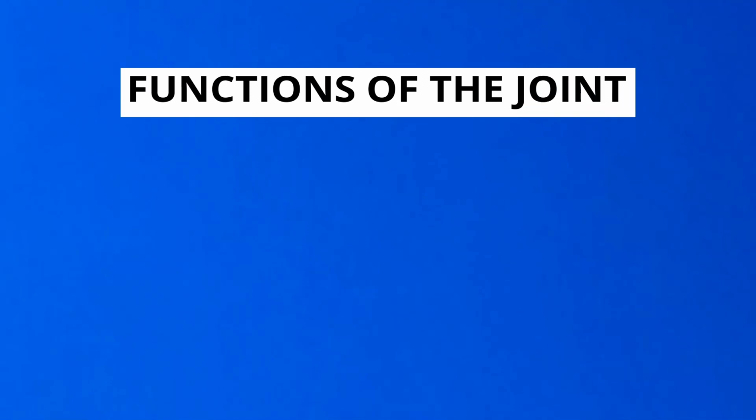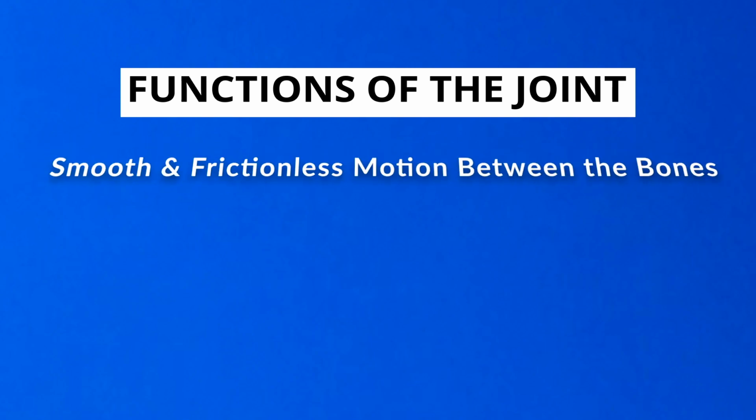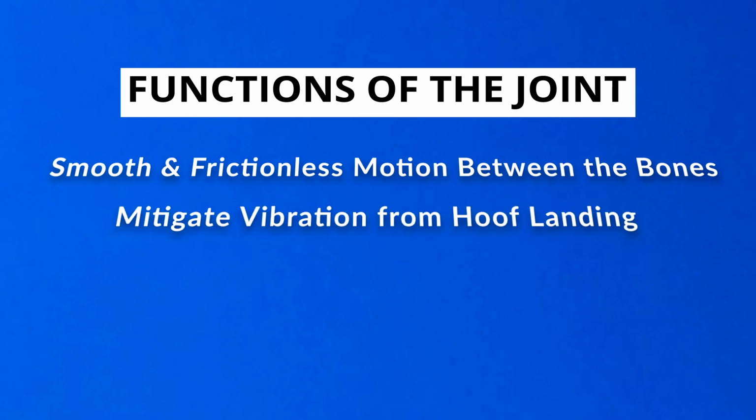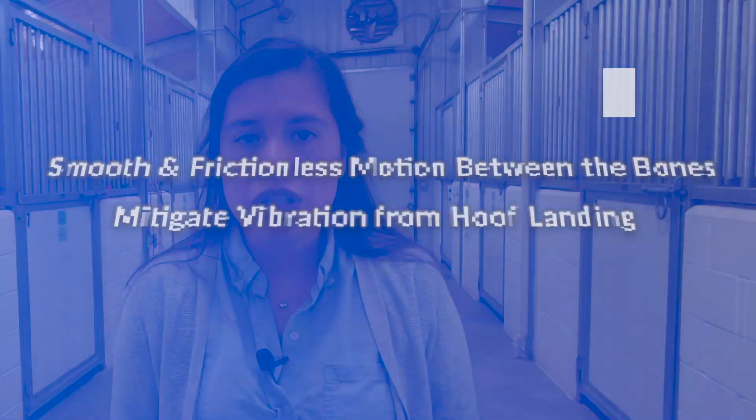The joints have different functions, but two of them are the most important. First, they permit a smooth and frictionless motion between the bones. And second, they mitigate the vibrations and accelerations caused by the hoof landing on the ground. That's the reason we need to have a healthy joint in every equine that we see.